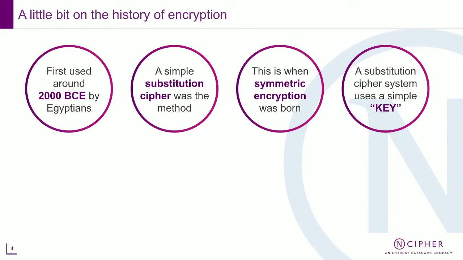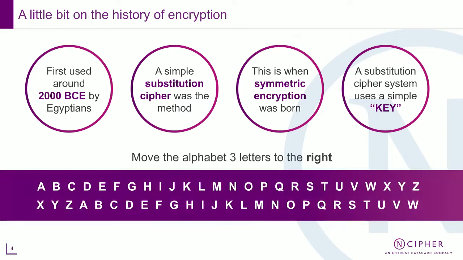In a substitution cipher, they used a simple key. I'm not going to go into what keys they used in Egyptian hieroglyphics because I don't understand hieroglyphics, but I do understand the English language. To use a comparison, a particular key might be to move the alphabet 3 letters to the right. So if your message had an A in it, you replace it with an X. If it had a B, you replace it with a Y, et cetera, going down the path.